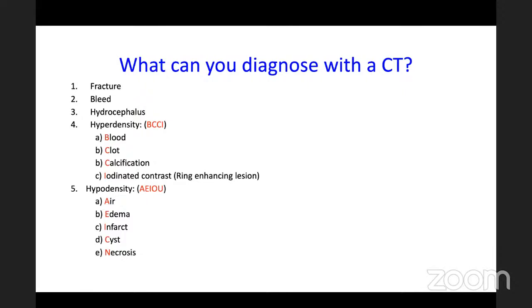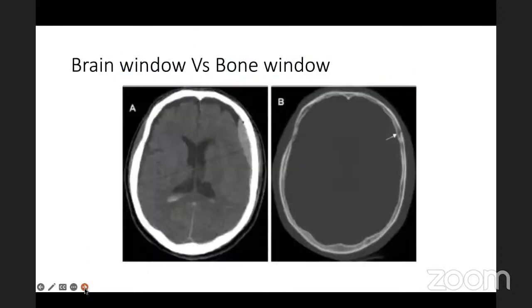When you look at hypodensities, you go for the vowels. What are the vowels? A, E, I, O, U. A stands for air, pneumocephalus, E stands for edema, I for infarct. O is circular, and a cyst is circular, so O is cyst. And U is N turned upside down, so necrosis is also hypodense. This is the mnemonic which I use for students.